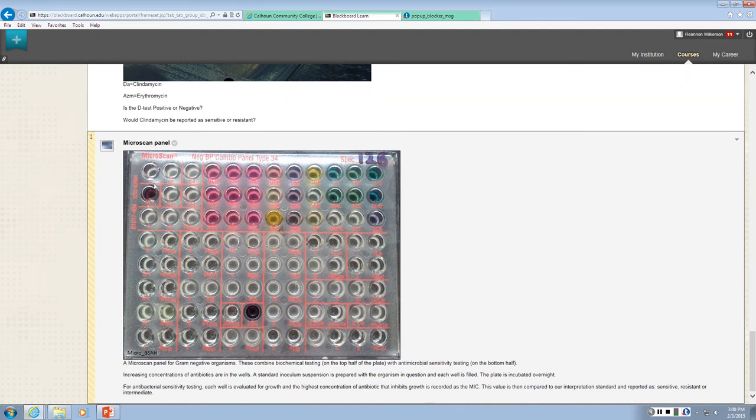Up on the top left are your control wells. You have a C well and a G well. You should always have growth in your growth well, and you should always have no growth in your control well. So take a look at those 2 wells before you get started. Make sure your control wells are good, and then start recording your MICs.